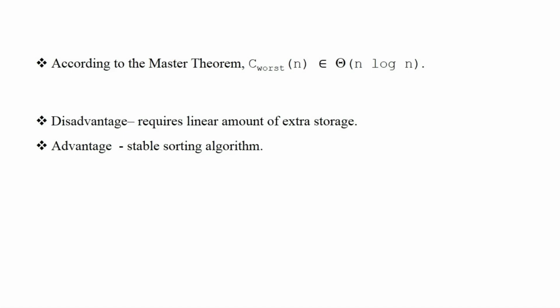If we apply the master theorem, C worst of n will be theta of n log n because it falls under the category a is equal to b power d. So, a is 2, b is 2 and d is 1. So, n log n. The advantage of this merge sort algorithm is that it is a stable sorting algorithm, wherein if you have elements with the same value, their position in the original array is retained even in the resulting sorted array. And the disadvantage is that it needs an extra storage amount, lots of extra storage.